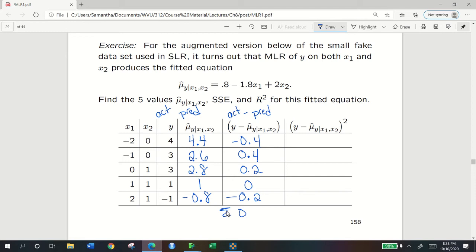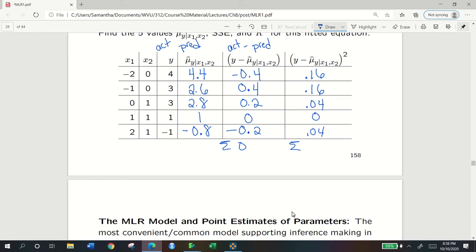And next, we can continue on our journey to calculate our sum of squares error by squaring the difference between our actual and predicted values. So negative 0.4 squared is 0.16. Same when it's positive 0.4. 0.2 squared is 0.04. And 0 squared is 0. If we take the sum of this column, we will get 0.4, which is going to be our sum of squares error.